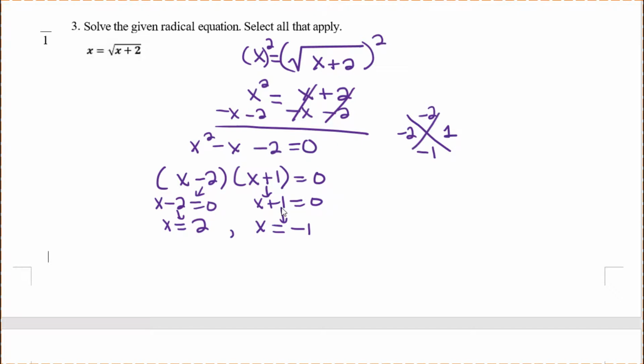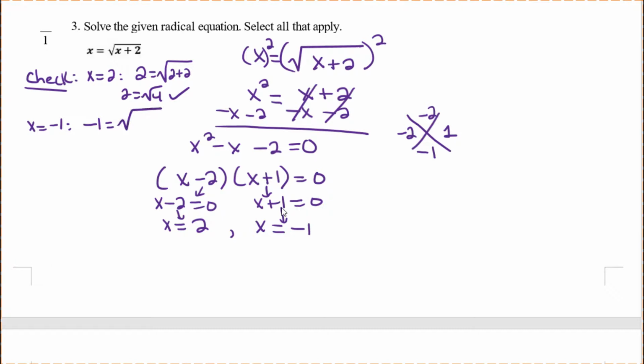All right, and then what you want to do is check your solutions. So this is where we check it. We're going to plug in x equal to 2 here. So we have 2 equals square root of 2 plus 2. So 2 equals square root of 4, which is true. Now let's plug in x equal to negative 1. We have negative 1 equals square root of negative 1 plus 2. Negative 1 equals square root of 1. Negative 1 does not equal 1, so this is not true. So that's not a solution. So cross that out since that's extraneous. So your final solution is x equal to 2.